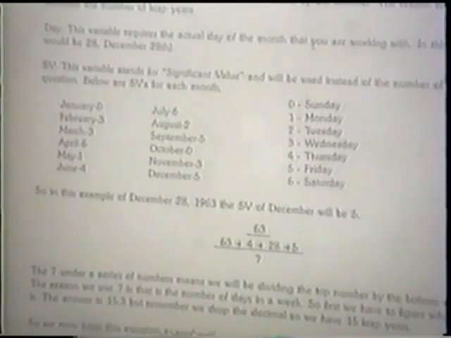So now we have what we need. Because all I'm going to do by using this formula is to tell you what day of the week you were born on. That's the purpose of this. The 7 under the series of numbers means we will be dividing the top number by the bottom number. The reason we use 7 is that it is the number of days in a week. So first we have to figure out what 63 divided by 4 is. The answer is 15.3. But remember, we dropped the decimal, so we have 15 leap years.